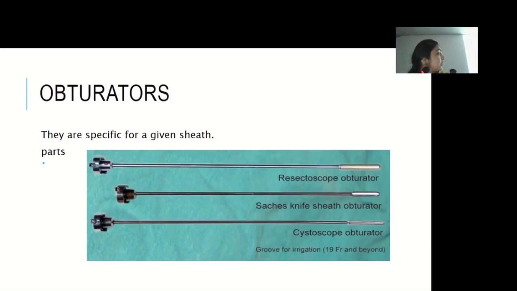We have different sorts of obturators as well. The obturator basically helps to support the sheath, so as not to injure the urethra and other parts. We have different types of obturators for different types of scopes and resectoscopes.